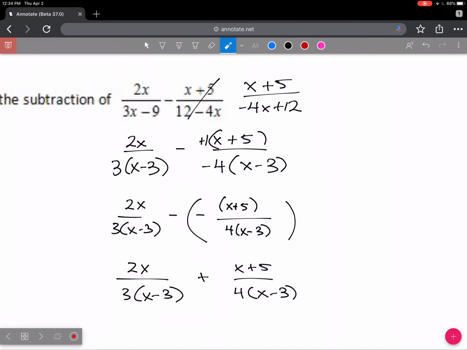You'd have to get this to 12 by multiplying by 4 and 3 respectively, and then you can finish it off. So check my website for the solution for this, and you'll see some of these in the assignment, but not too often in the 30-2 exams.